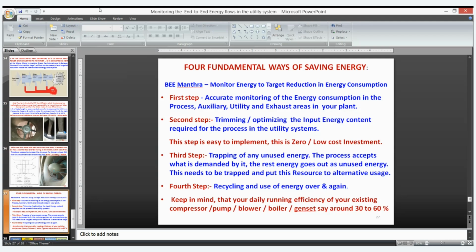So let us try to keep in mind the daily running energy efficiency of all our utility equipment like compressors, pumps and blowers and boilers, or even the gensets. Everything is around 30 to 60% only, and this needs to be improved by 10 to 20% right now as such.